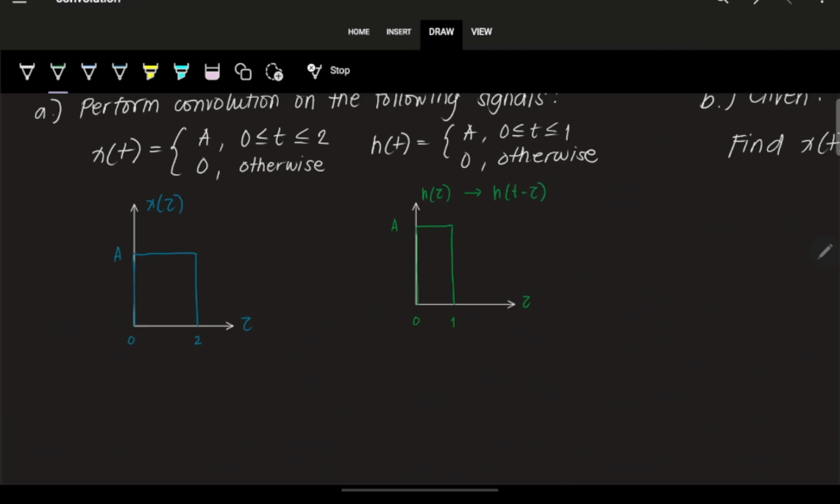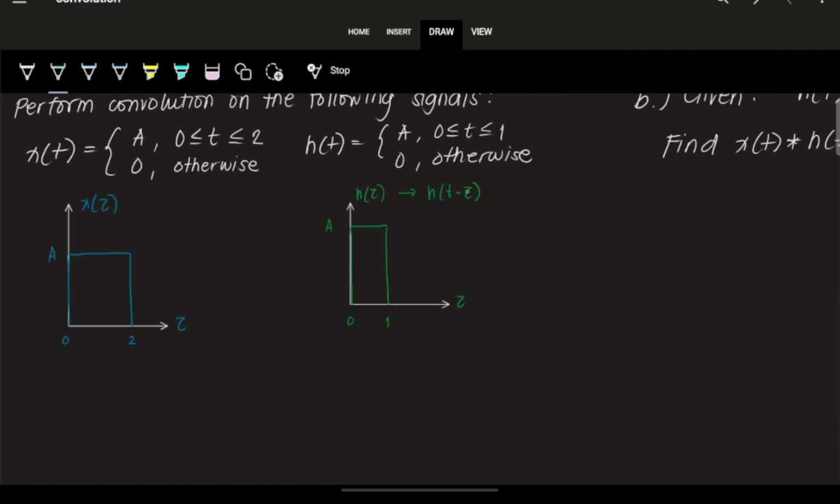Let's observe the signal. Upon changing from h of tau to h of t minus tau, meron tayong shifting value dito, or rather time operations na involved. Again, that is time shifting and time folding. Bakit? Kasi remember, our time variable now is tau, not t. So if our time variable is tau, let's rearrange this one.